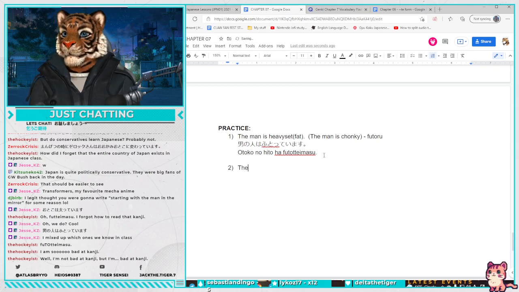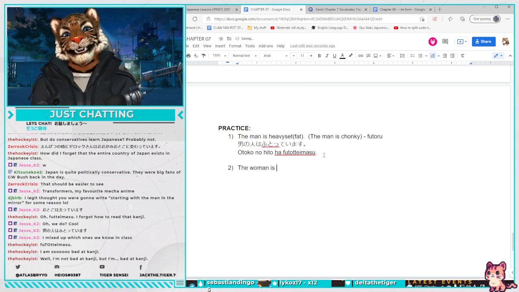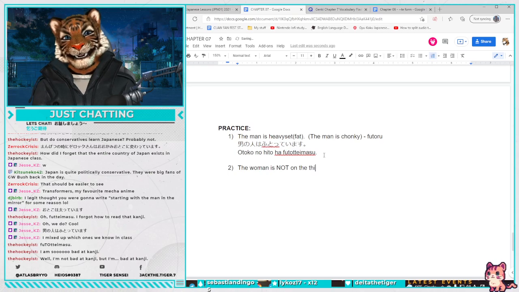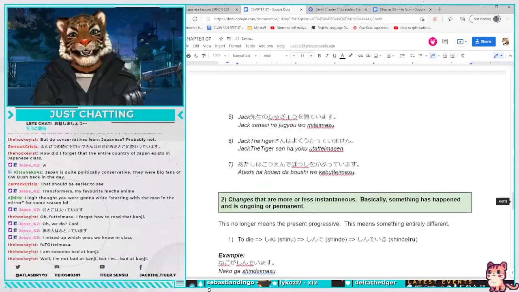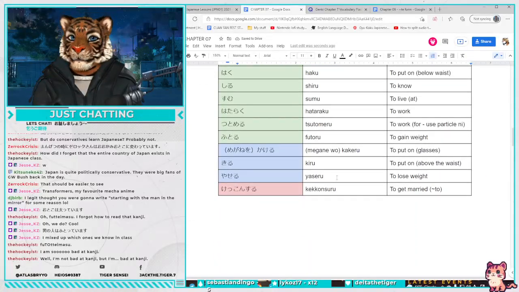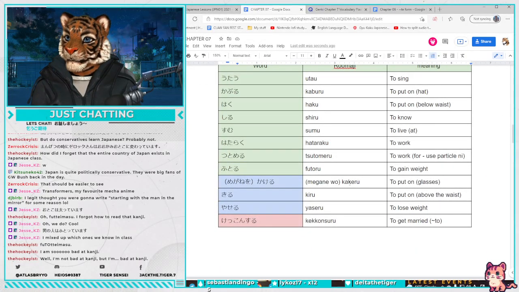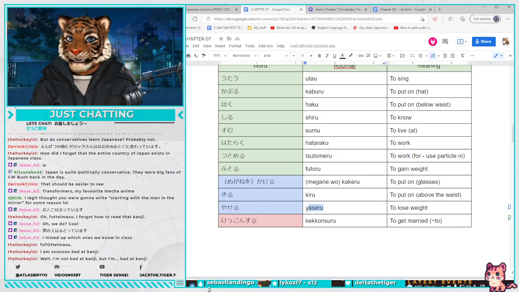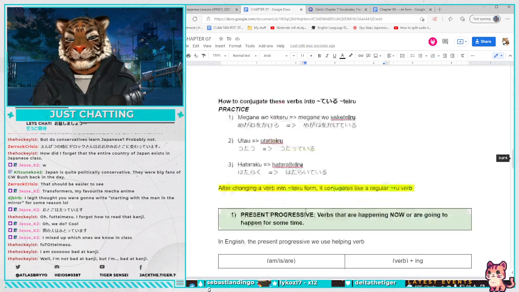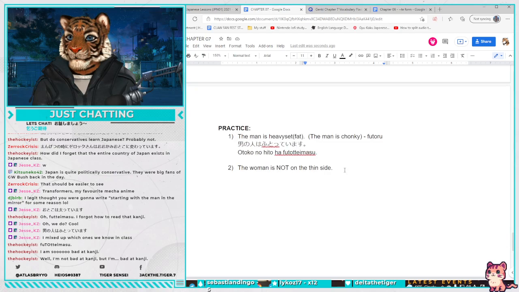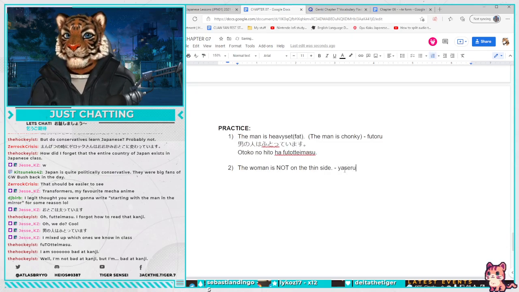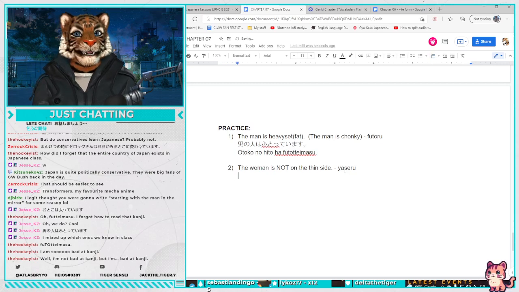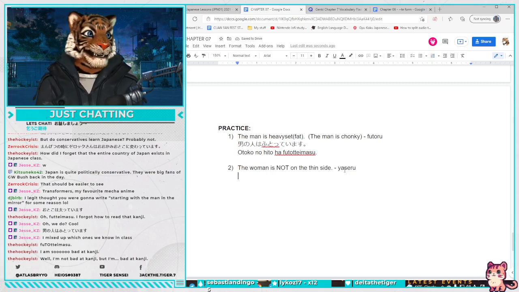Next example. The woman is not on the thin side. To be thin is what? It's also... Oh no, it's a ru verb. Yaseru, to lose weight. Yaseru. For this one, we're going to be using yaseru. How would we say this in Japanese? The woman is not on the thin side.